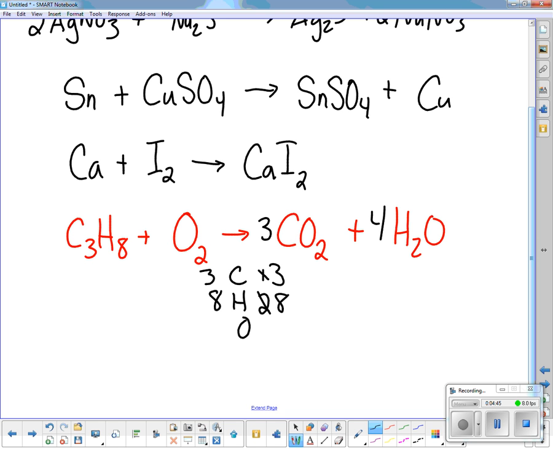Oxygen on the left is how many? 2. How many on the right? Be careful. You have 6 here plus 4 here is 10. That is correct. Okay, so how do I get 10 on the left? Put a 5 in front of it. And now we have 10 and everything's balanced. We good?